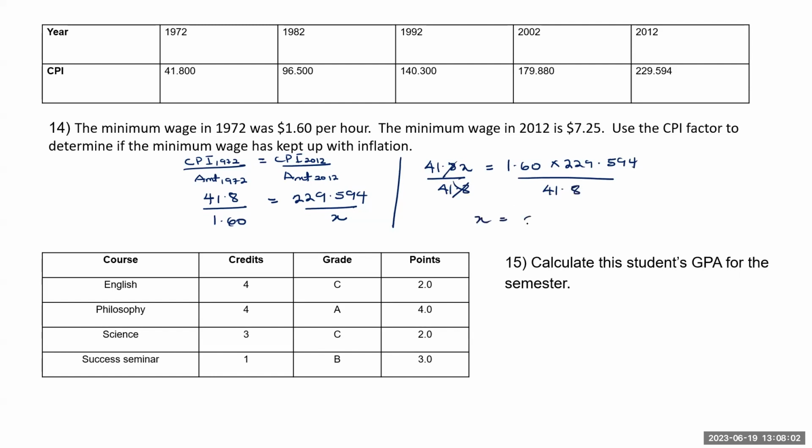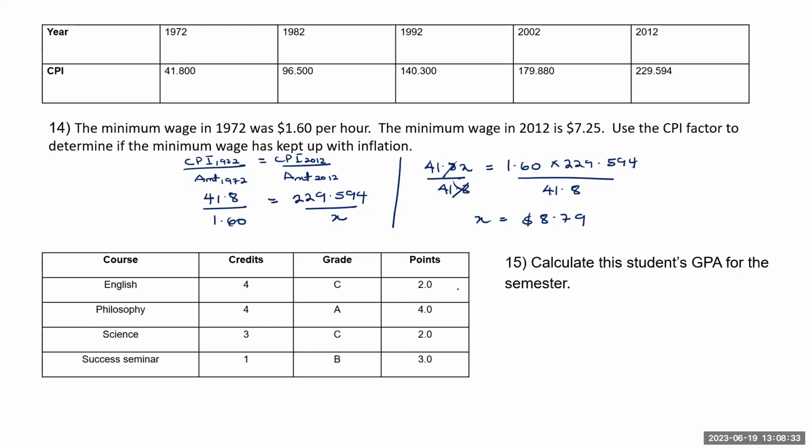So X will be $8.79. The price in 2012 was, or is actually, $7.25. By adjusting for inflation, we see that this amount is more than if it had kept up with inflation. So it has surpassed the amounts that we expected it to be in 2012.